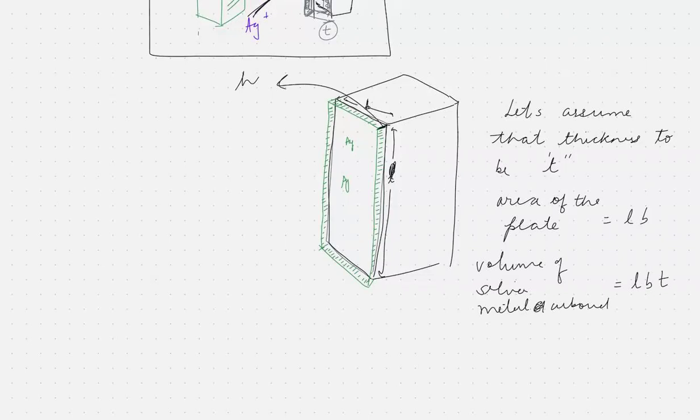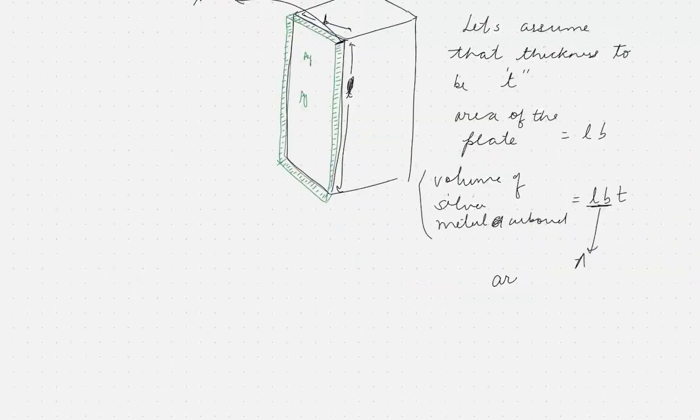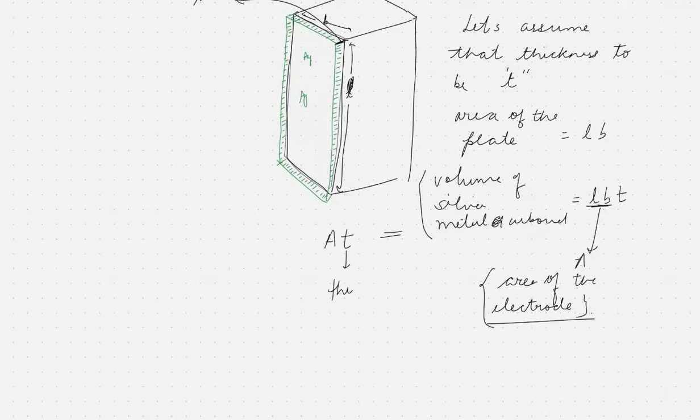Understood. So when I say the volume of the silver metal, it is going to be L into B into T. L into B is the area of the electrode. So can I say the volume is going to be area of the electrode into T? T here is thickness. Let me call that thickness capital T because small t we are representing with time.